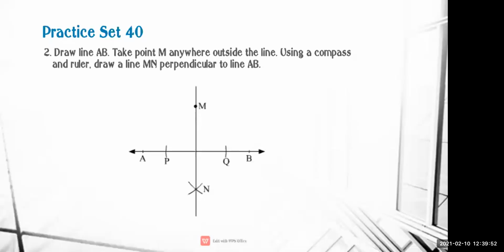Now the second sum, you have to draw a line AB. Then you have to take point M anywhere outside the line. Then using the compass and the ruler, you have to draw a line MN perpendicular to AB. Same thing, but you have to take the point N outside. So we have to construct this with the help of a compass.